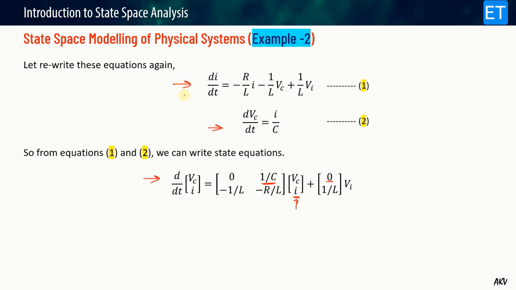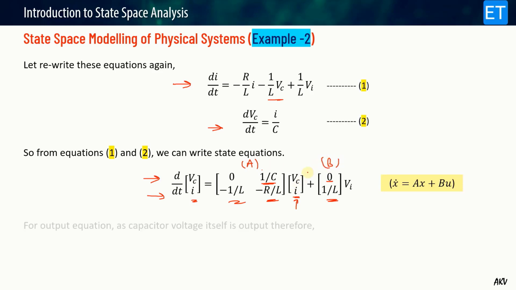Now equation 1 is entered at the second line. So d by dt of I equal to minus R by L I minus 1 upon L Vc plus 1 upon L Vi. So equation 1 is entered at the second line of this equation. So this is my x dot equal to Ax plus Bu. So this is matrix A and this is matrix B, which I have achieved. So very simple. Now I can write the output equation.